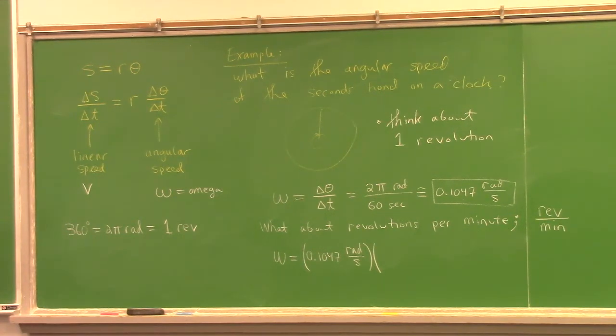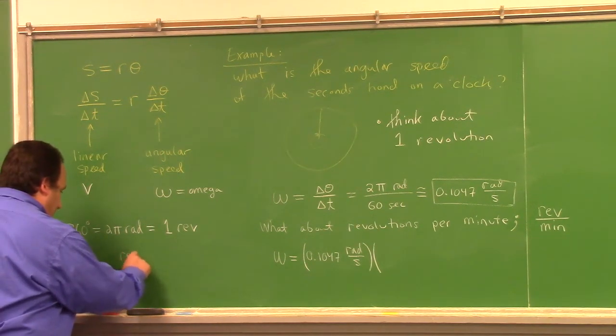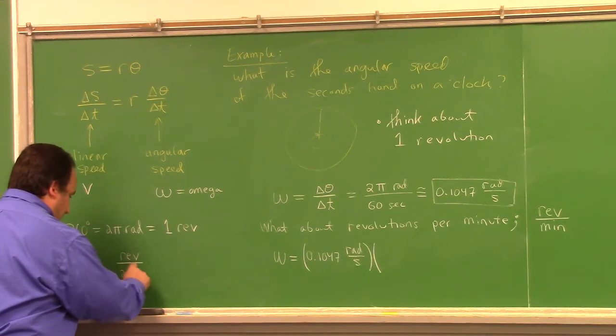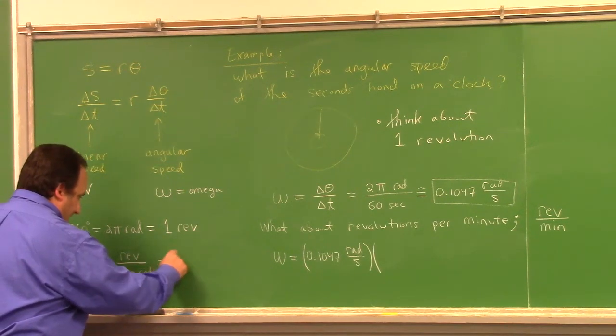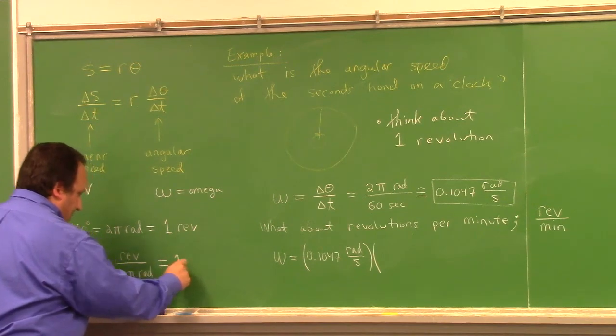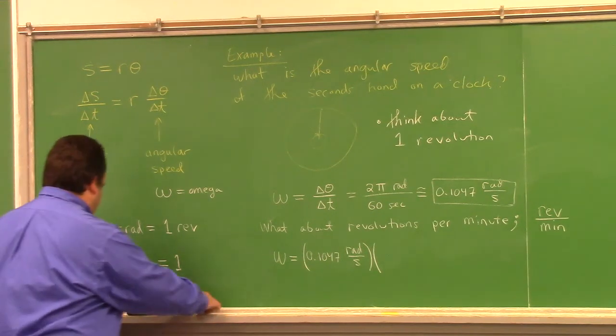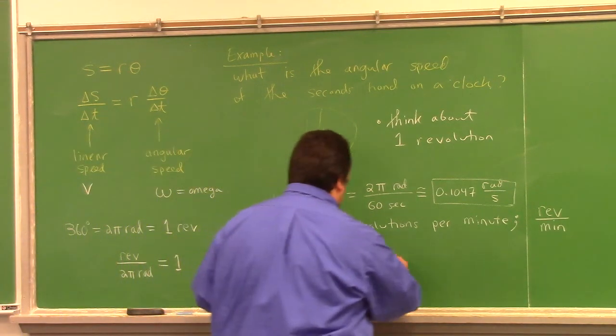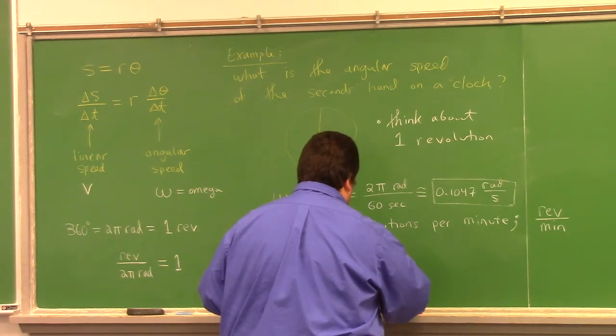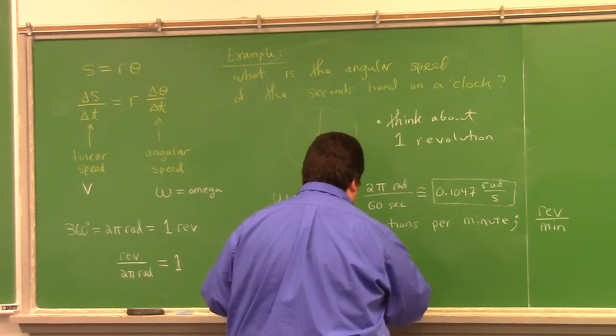So to convert from radians to revolutions, I can use the fact that a revolution divided by 2 pi radians is equal to what? It's equal to the number 1. If I divide by 2 pi radians, I get 1 is equal to revolution over 2 pi radians. So if I want to convert radians to revolutions, I should multiply by that, because then the radians will cancel. That's just multiplying by 1. So multiply by revolution divided by 2 pi radians.